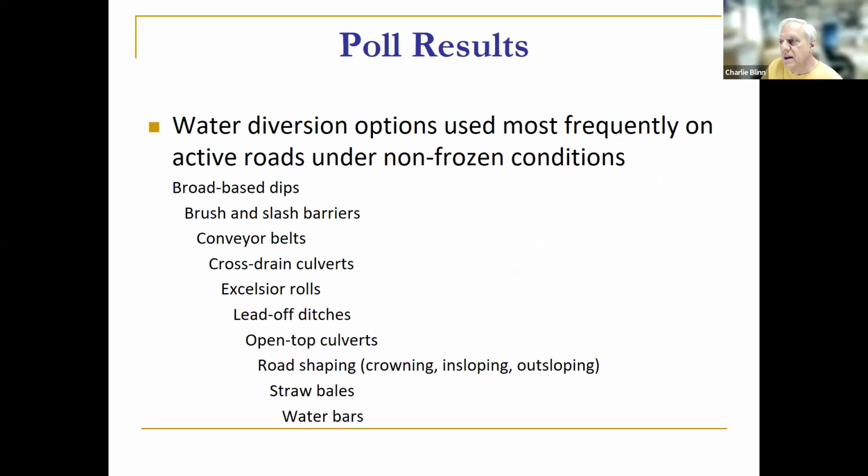With that, I think we want to close the poll results and see what you have suggested are the water diversion options that you use most frequently on active roads during non-frozen conditions. I'll stop sharing my slides and look at the results. It looks like the most common ones, and it's almost a three-way tie, are broad-based dips, which are really useful, I think, on slopes where you're going to be on that active road, because water bars are not very effective there.